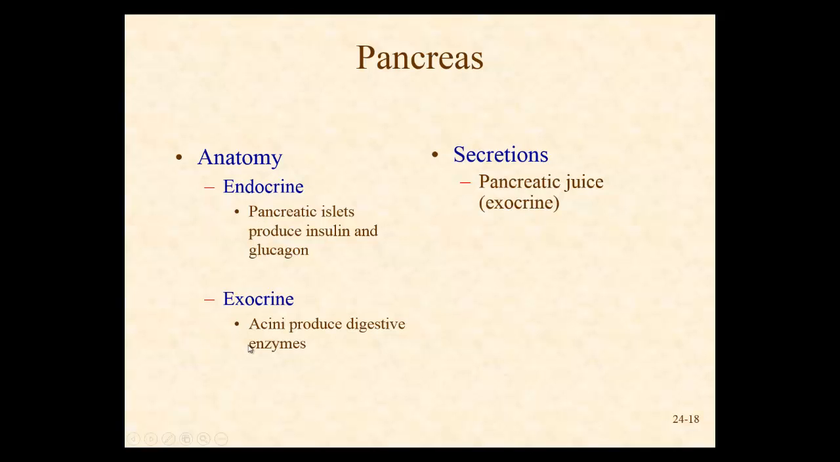When we talk about the digestive system function, making the digestive enzymes, these are not released to the blood. These are released to the lumen of the small intestine. So this is not going to the blood. That's why it's called an exocrine function. Another important secretion of the pancreas is pancreatic juice, and that plays a large role in controlling the pH of the fluid contents of the small intestine. So pancreatic juice and digestive enzymes are two important secretions of the pancreas.